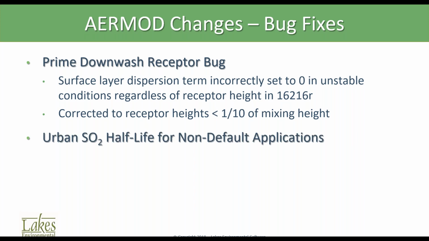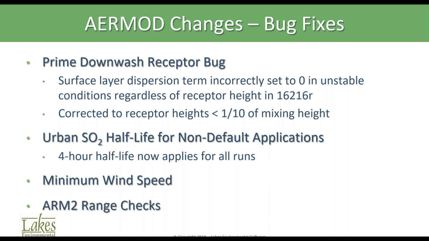Another bug fix involves the SO2 pollutant half-life for urban groups. In previous iterations of the model, the 4-hour half-life that was supposed to be applied to SO2 when urban groups were enabled was not being properly applied when the non-default model options were being used per the control pathway. That has been corrected, so now in all model runs, whether regulatory default options or non-default options are selected, you'll see this 4-hour half-life for urban SO2 analyses.